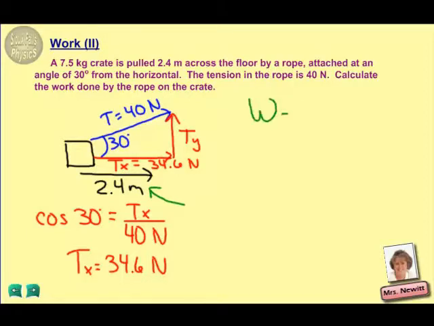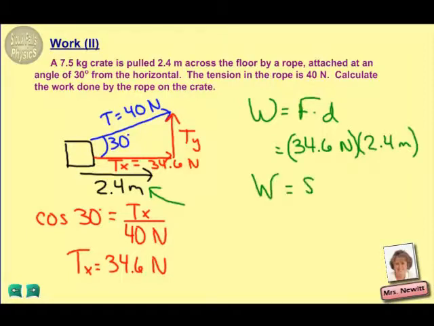When we actually calculate work now, when it says force times distance, the force amount that we want to use is that component that's in the same direction, which is the 34.6. Distance is still 2.4 meters, and that gives us a total work done of 83.1 joules as that crate is pulled across the floor.